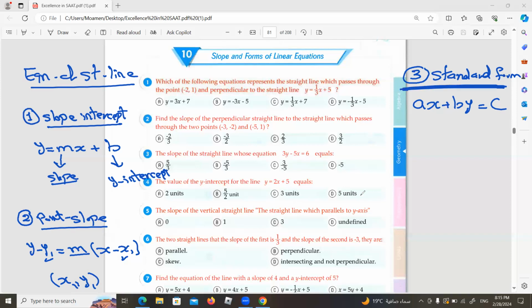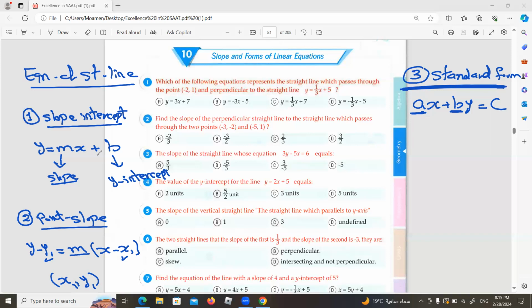So we now have three forms for the straight line equation. The slope-intercept form, y equals mx plus b. The point-slope form, y minus y1 equals m times x minus x1. And the standard form, ax plus by equals c, where a is the coefficient of x and b is the coefficient of y. A and b are two numbers, so instead of a, I could write c, or instead of a, I could write h. So it's not a fixed constant. Okay.